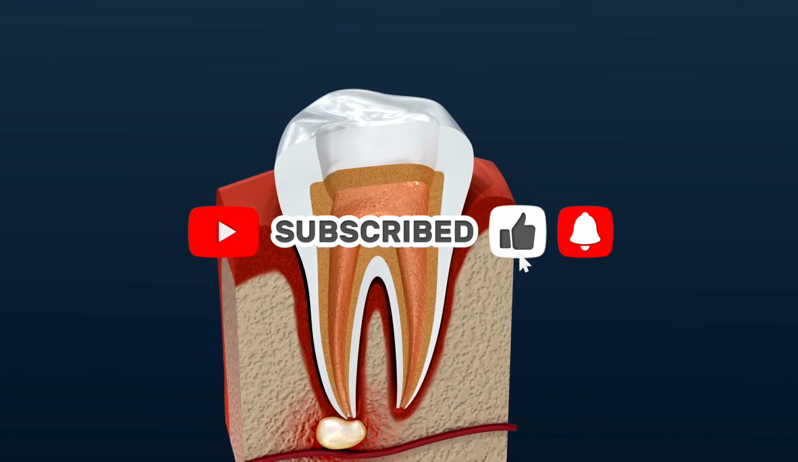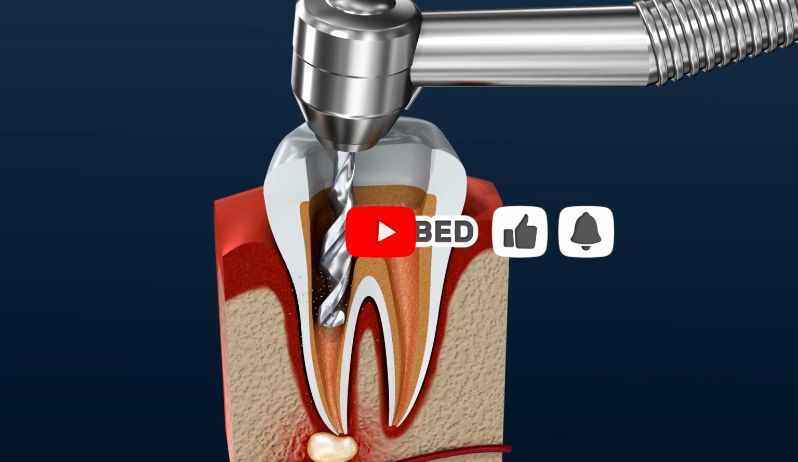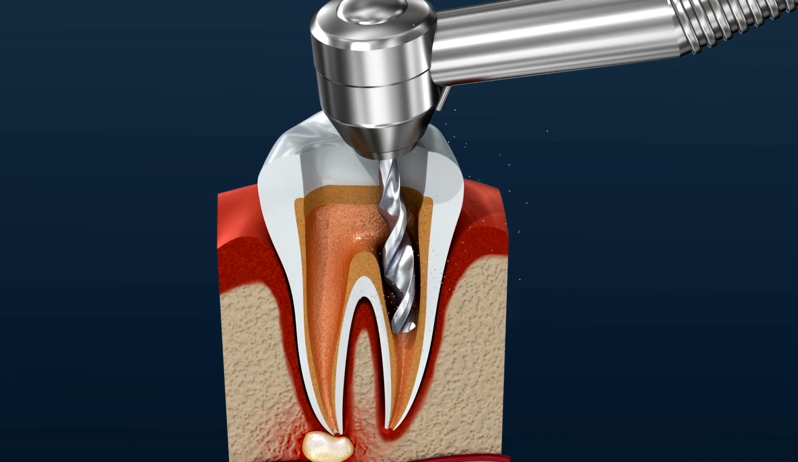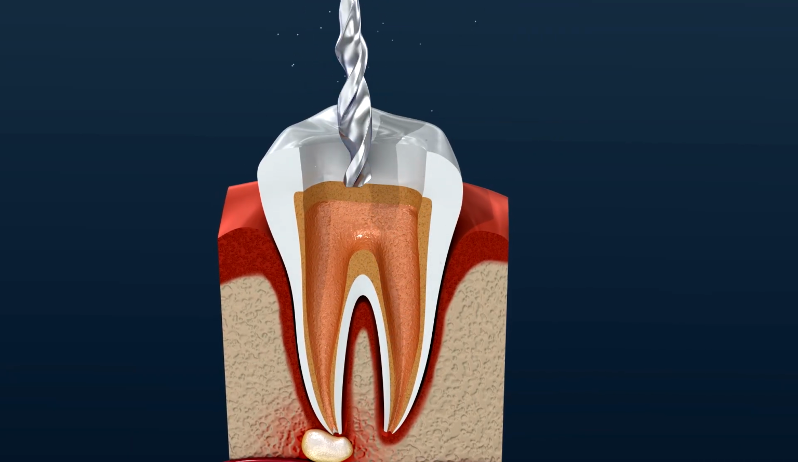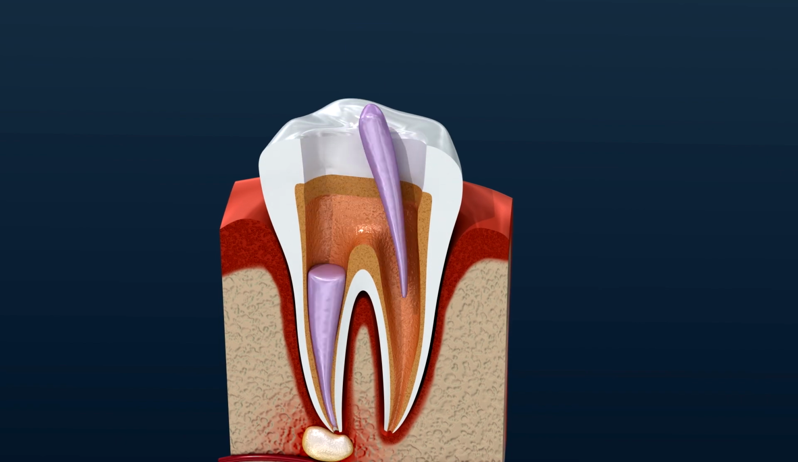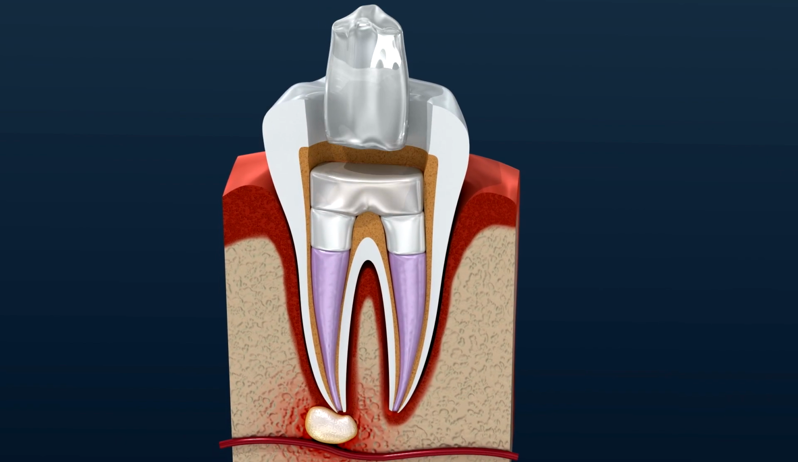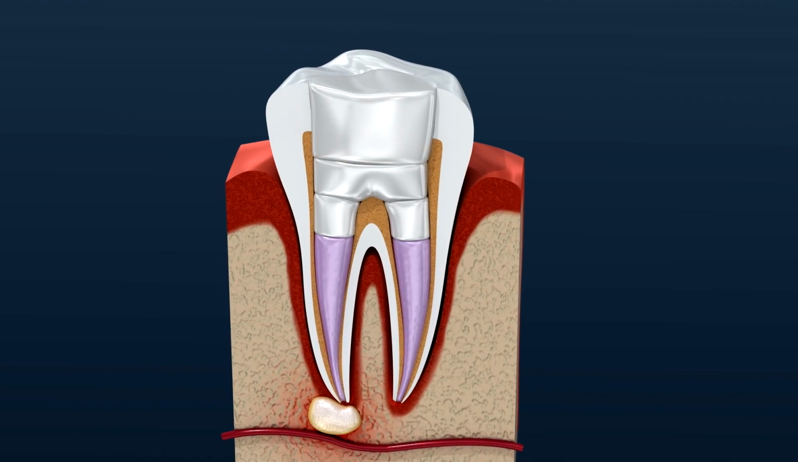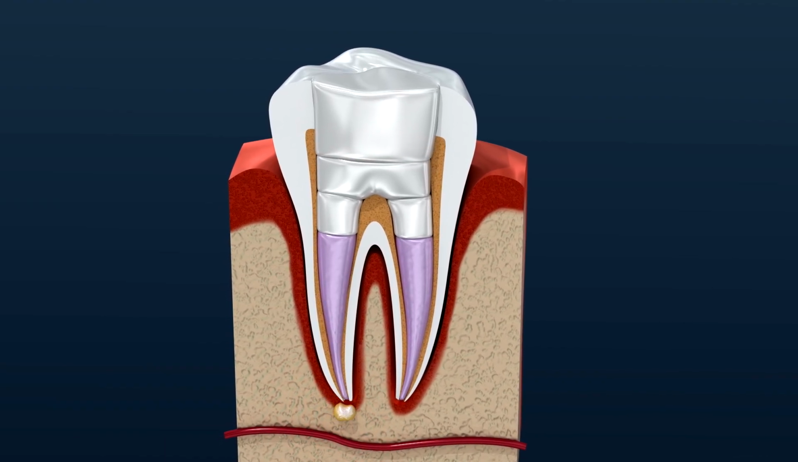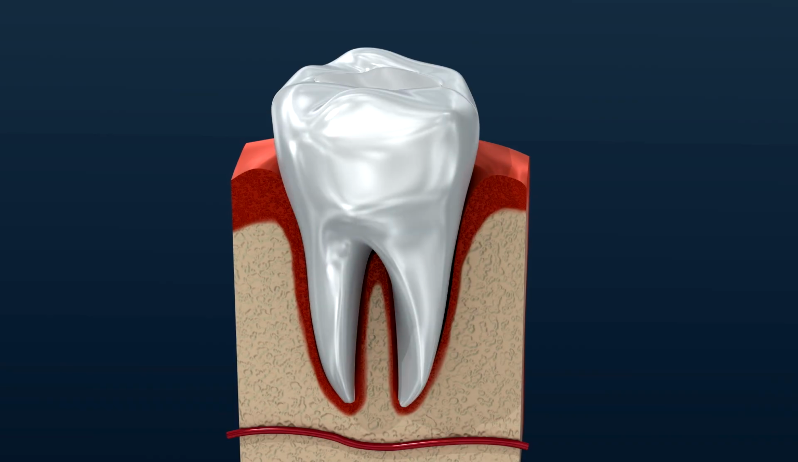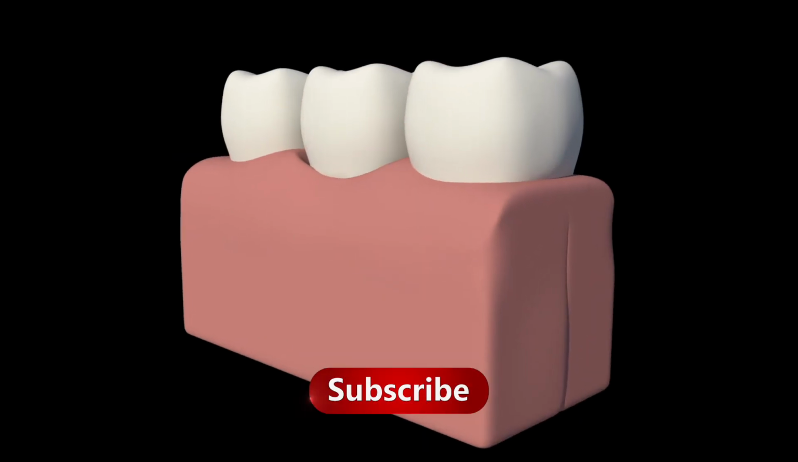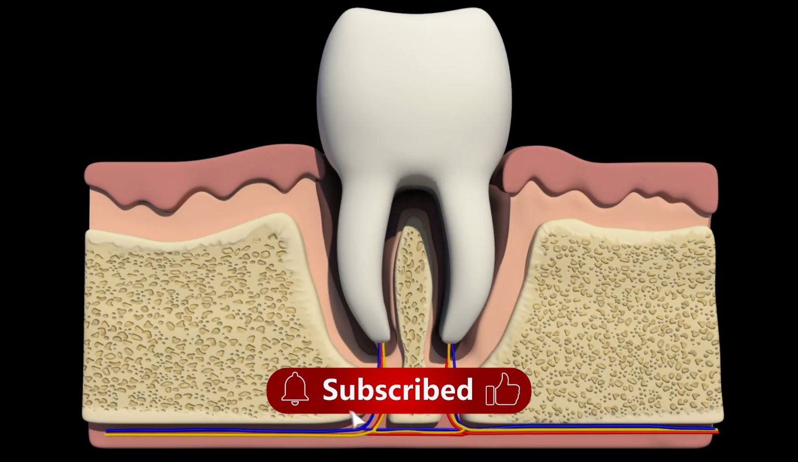The canals are then cleaned and disinfected with powerful antimicrobial solutions to eliminate every trace of infection. Next, the empty root canals are filled with Gutta-percha, a safe, biocompatible material that seals the space and prevents future bacterial invasion. Finally, the tooth is restored with a strong filling or dental crown, protecting it for many years.